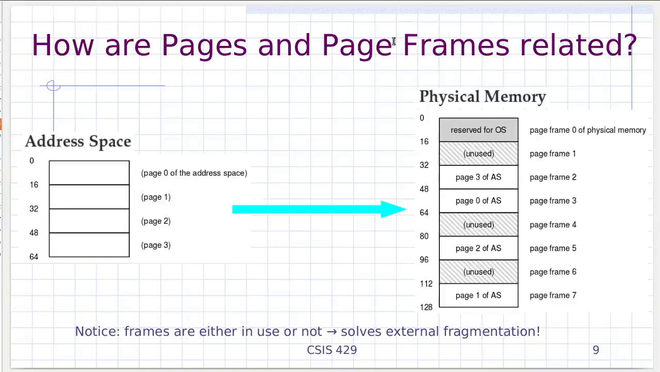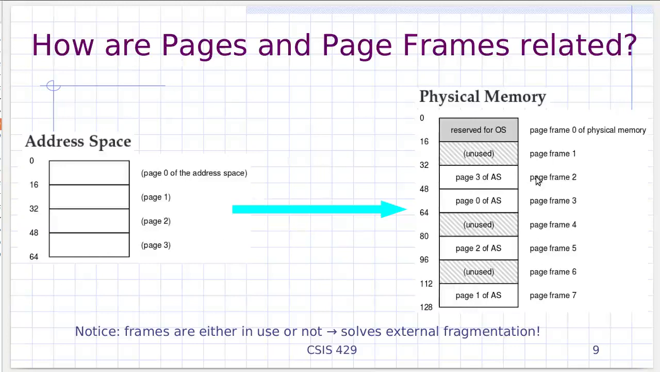Okay, so how are pages and page frames related? So we have an address space or logical memory or virtual memory, and then we'll see the physical locations of that data. So for example, page 0 of the address space goes into page frame 3. Page 1 goes into page frame 7. Page 2 goes into page frame 5, and page 3 goes into page frame 2.